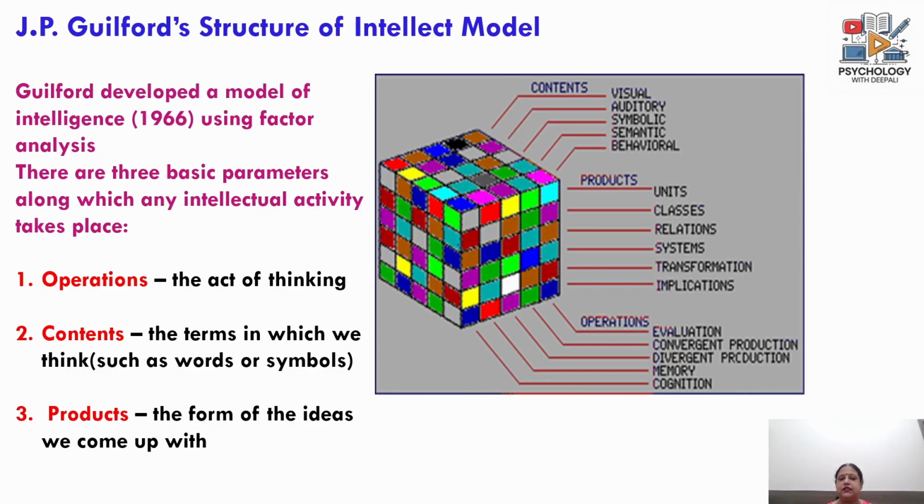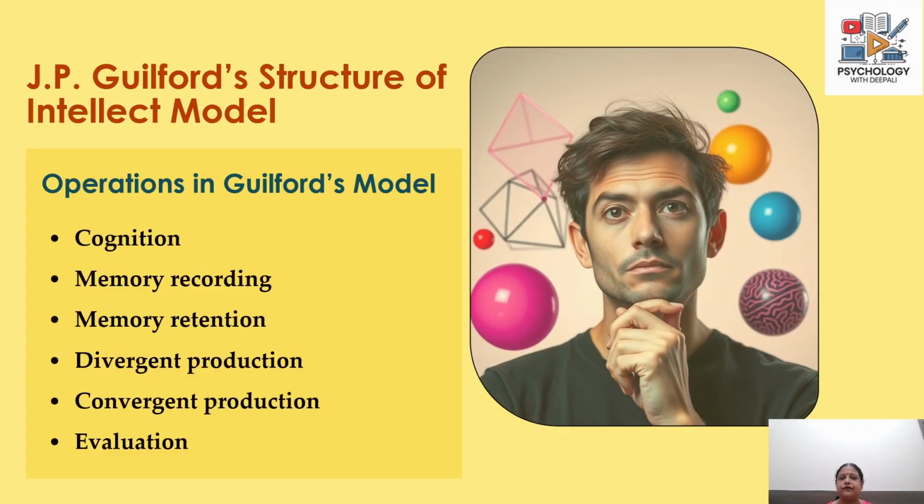Second is contents, the terms in which we think, that is, on what is this thinking or process of thinking conducted upon. Is it on words? Is it on symbols? And so on and so forth. The third is products. Products is the form of the ideas that we come up with. Are they coming up in units or classes or other categories? So each of these three dimensions has many sub-dimensions or subcategories, as we shall see now.